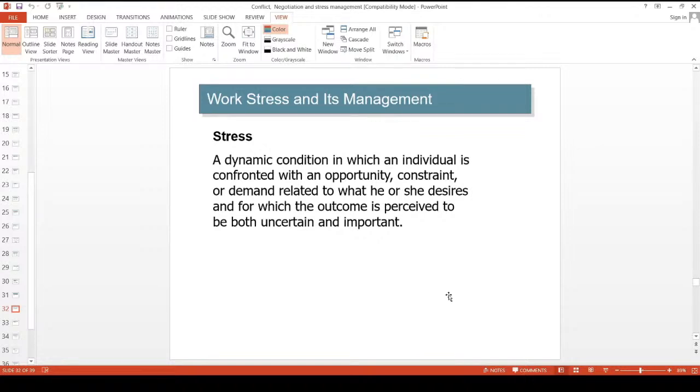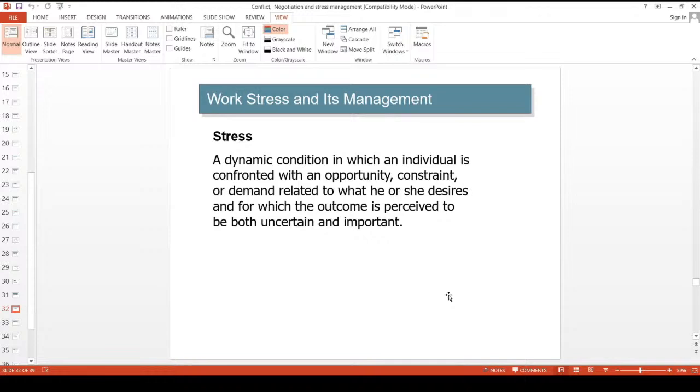Now let's discuss the definition of stress. It is a dynamic condition in which an individual is confronted with a constraint or demand related to what he or she desires, and for which the outcome is perceived as both uncertain and important.